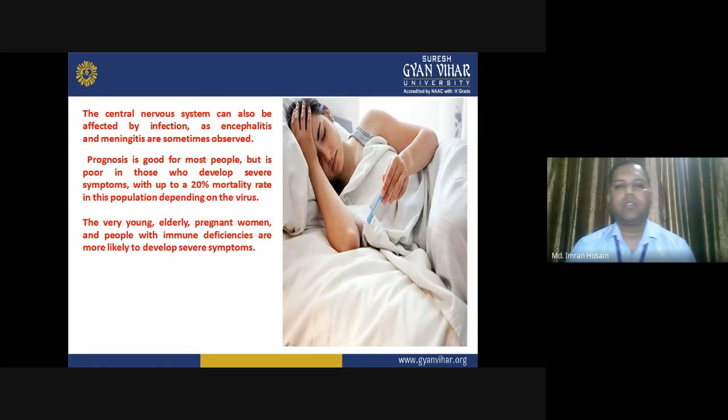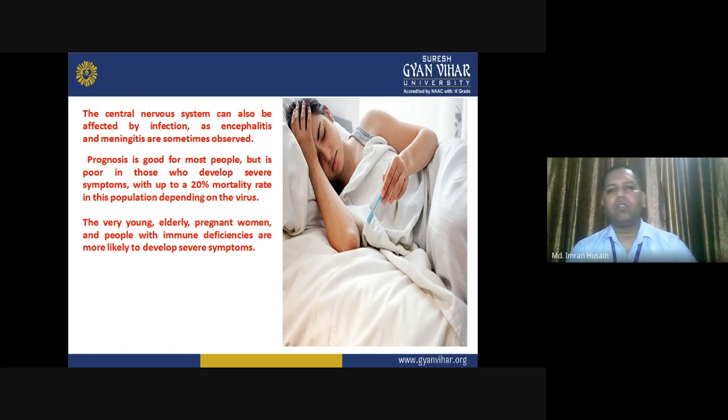The central nervous system can also be affected by infection, as encephalitis and meningitis are sometimes observed. Not all individuals are going to develop this sort of condition. Encephalitis and meningitis can appear, but rarely. Prognosis is good for most people, but is poor in those who develop severe symptoms, with up to 20% mortality rate in this population depending on the virus.